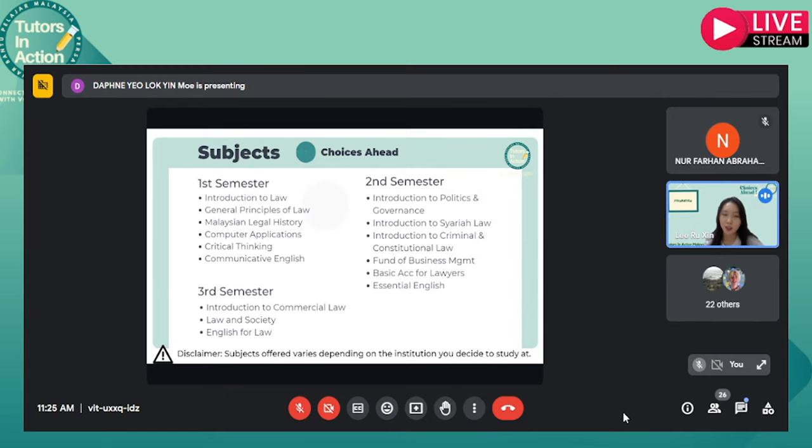For the third one, introduction to criminal and constitutional law. Criminal law is basically everything about crimes, theft, robbery, murder, everything about that. Constitutional law is about who gets to write the law, how elections are carried out, stuff like that. And it's also only introductory, although there's still a lot to study, still a lot to memorize, but it's not as detailed compared to your degree.